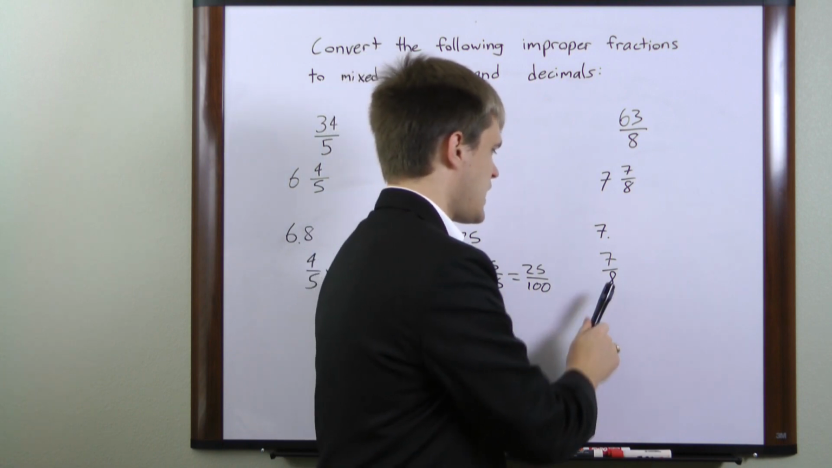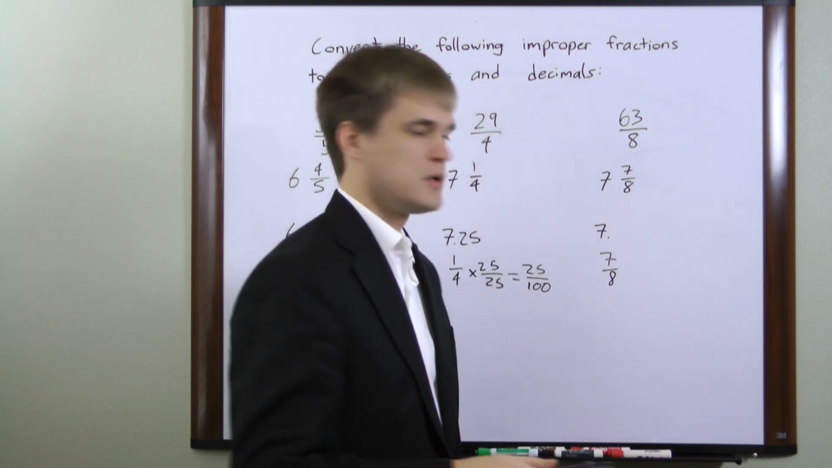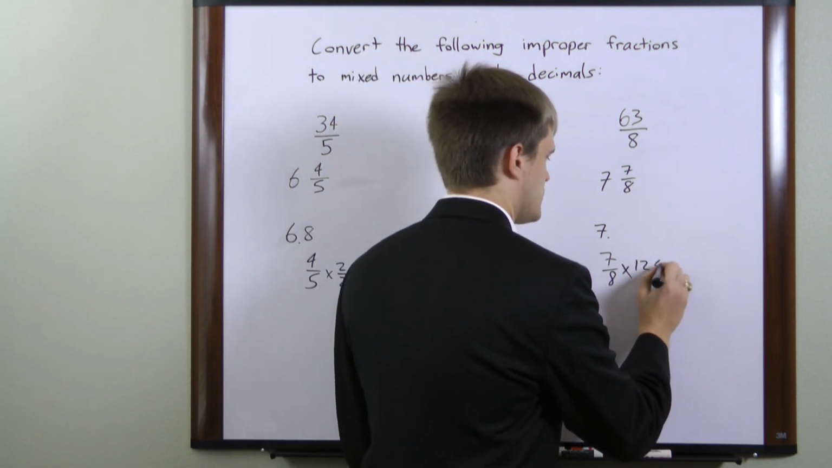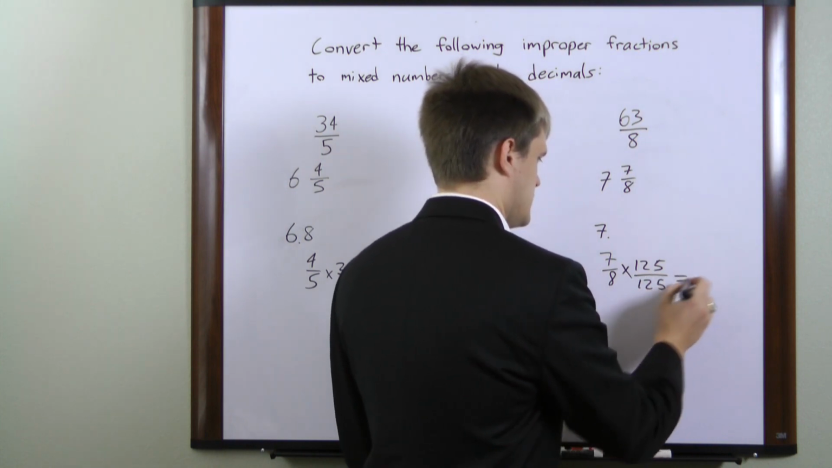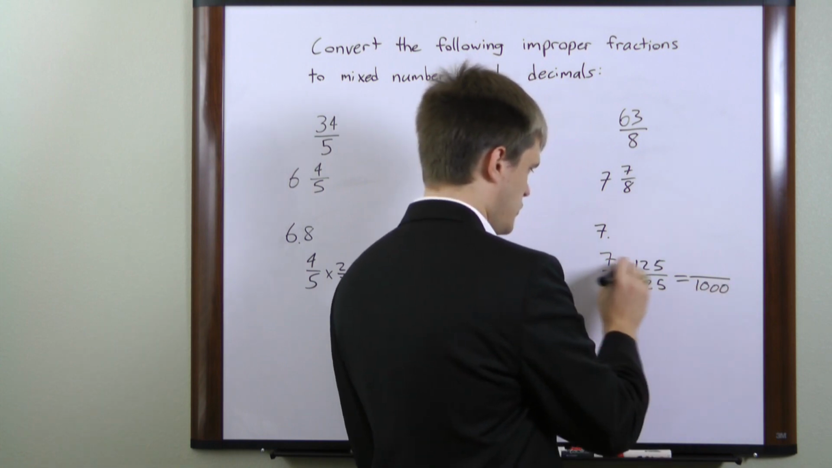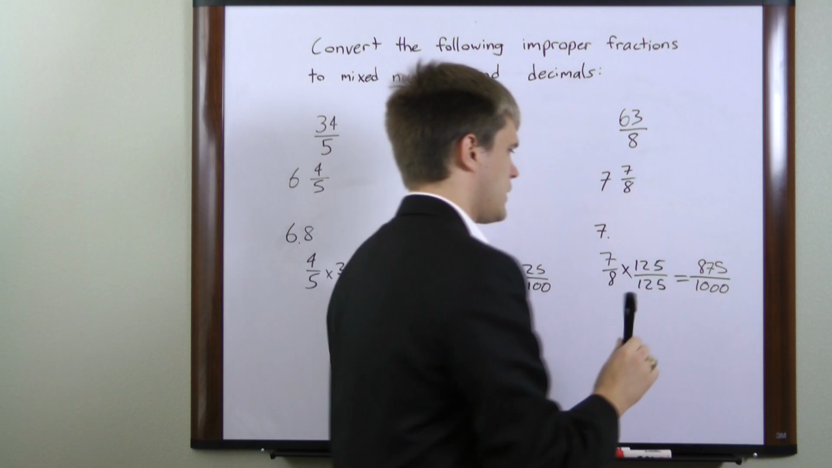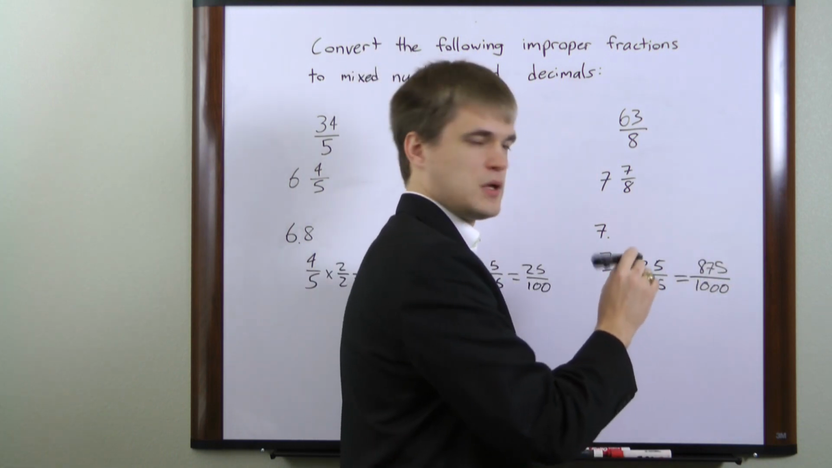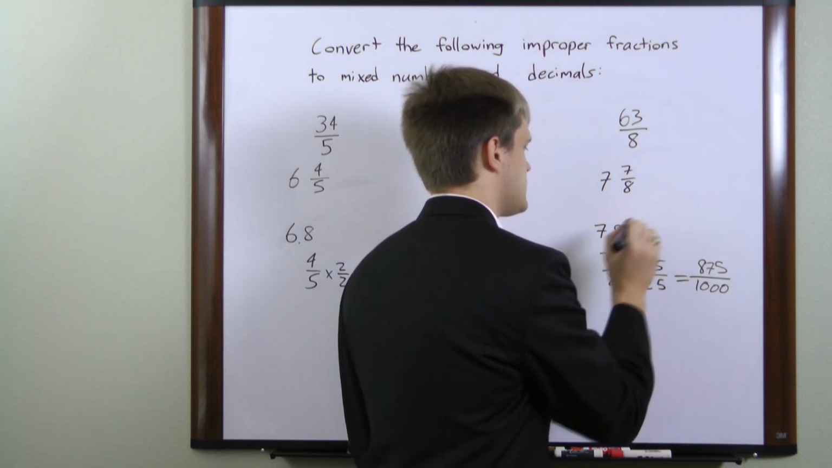Since the denominator is 8, we're going to have to go with a denominator of 1,000. So to do that, we'll multiply top and bottom by 125. This gives us a denominator of 1,000 and a numerator of 875. Now we can take the numerator, put it to the right of the decimal, which gives us a decimal equivalent of 7.875.